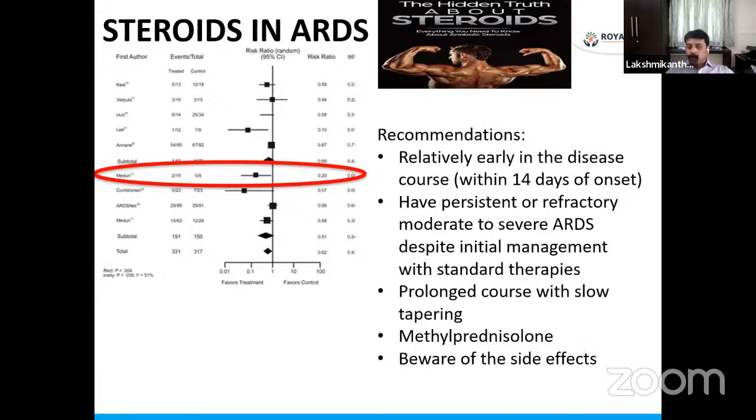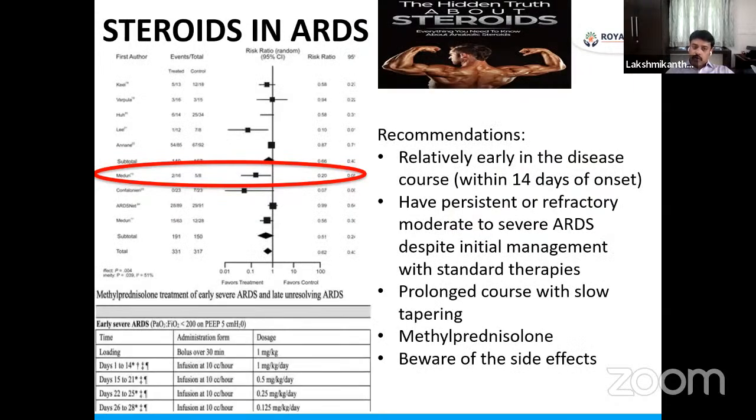Based on this Meduri trial, what was recommended was that it can be used early in the disease course, that is within 14 days of onset, if the patient has persistent or refractory moderate to severe ARDS despite initial management with standard therapies. A prolonged course has to be given with slow tapering. The drug of choice is methylprednisolone, and beware of the side effects.